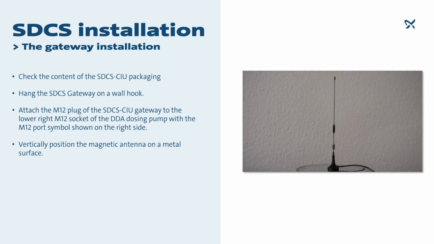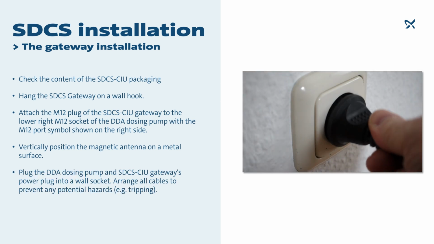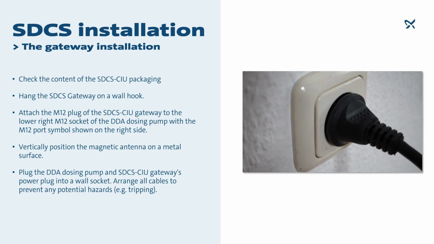Position the magnetic antenna vertically on a metal surface to achieve the best reception quality. The antenna should not be covered to achieve optimal reception properties. Plug the power plug of the DDA dosing pump and the Comparing Gateway into appropriate wall sockets and arrange all cables to avoid possible tripping hazards.